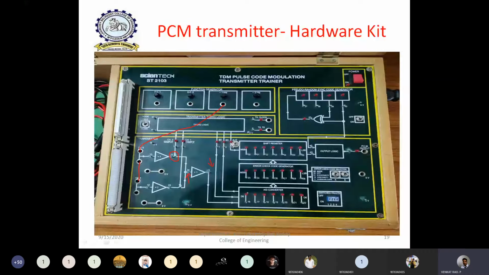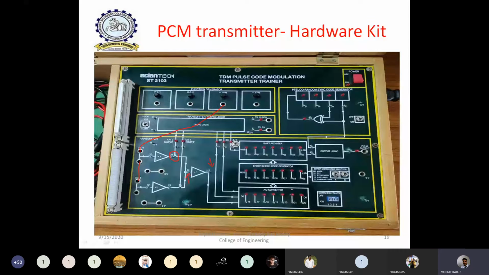A total of 7 bits are used to represent the quantized value. Here, to show the number of bits, these LEDs are used. Whenever an LED is on, that means binary 1. Whenever an LED is off, it means binary 0. Like that, you can clearly observe the bit sequence, or the group of bits, assigned for each quantized value or each sample value.